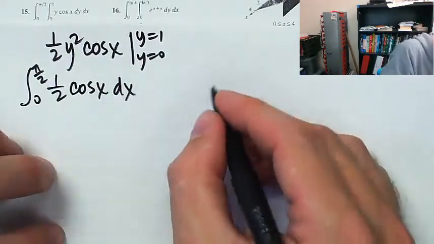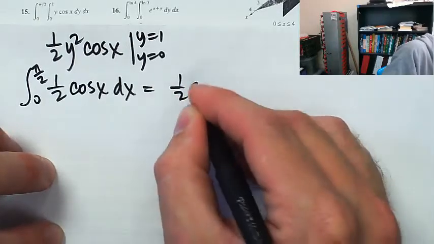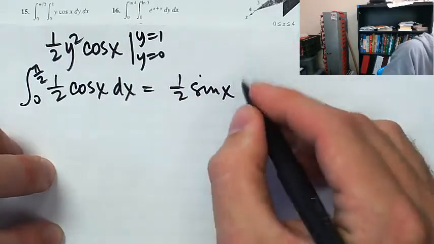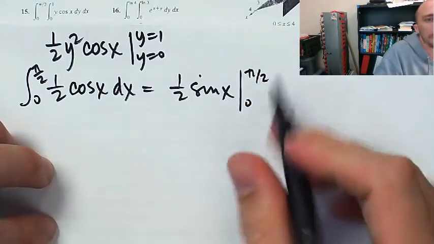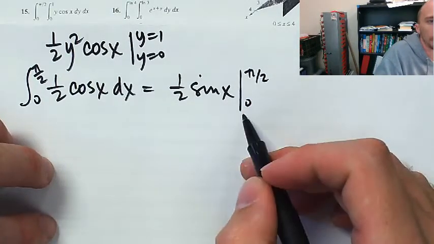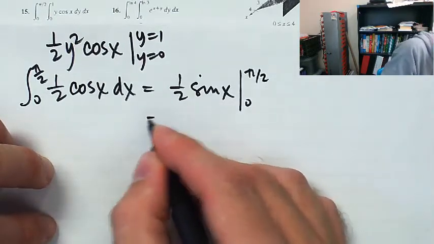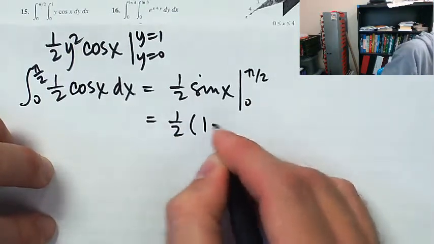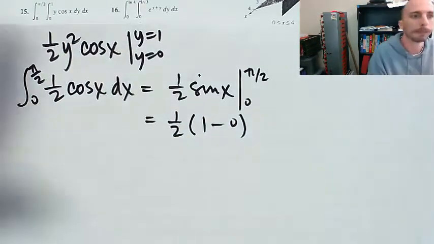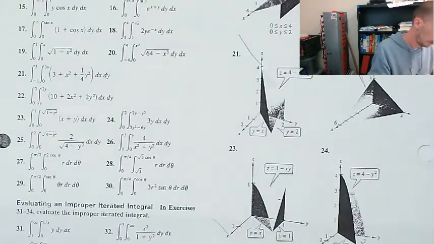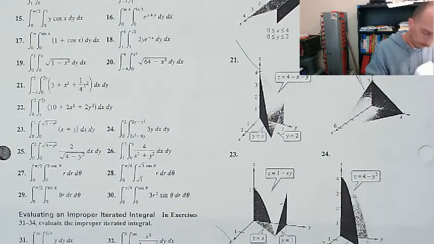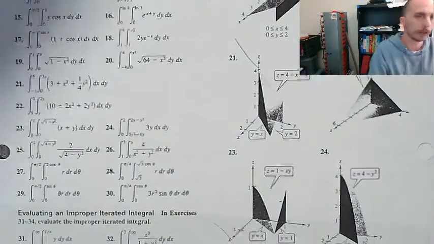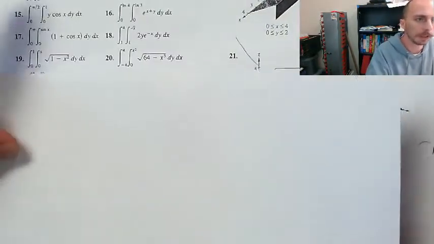And we can anti-differentiate this. That's going to be 1/2 of the sine of x, as x runs from 0 to pi divided by 2. Sine of pi over 2, I know that's 1. Sine of 0 is 0. That's half. Let's look at this one. All right, number 17.